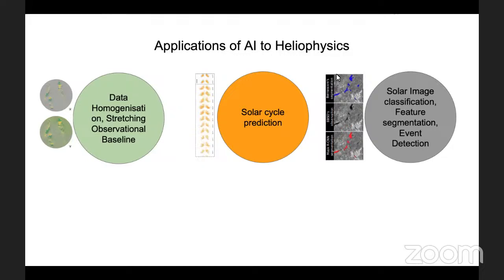Solar image classification, feature segmentation, event detection. So these are the different filaments which have been identified in the feature recognition. In fact, in the context of astronomy, galaxy classification is also happening in the same way.